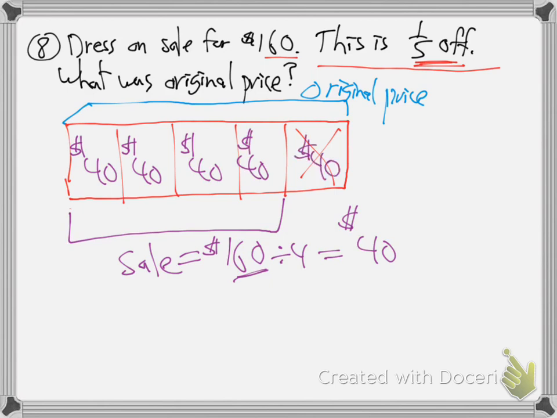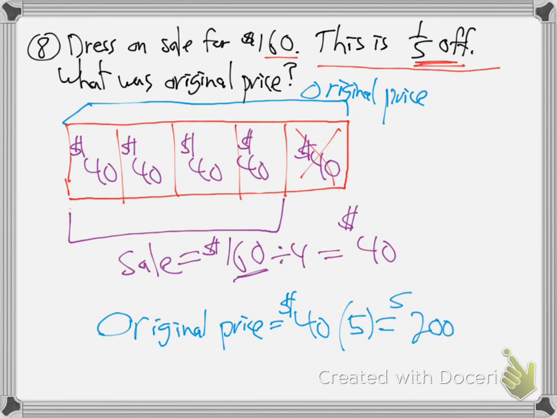So now we can answer their question. What was the original price? Original price is $40 times 5, $200.